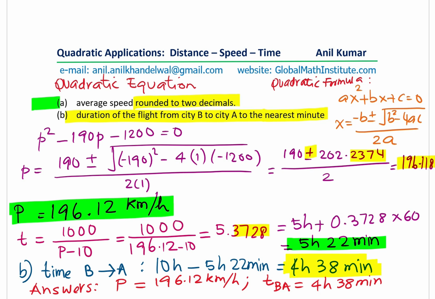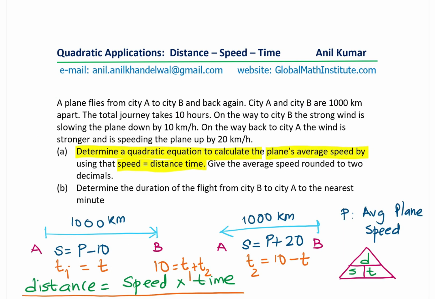So let's have a look at what we have done here. First we have to analyze the situation. We see that the flight is 1000 kilometers both ways. While going, speed is less by 10, while returning higher by 20. Total time being 10. We took t for going, so 10 minus t for coming back. The formula for distance is distance equals speed into time, which you could always remember using this particular triangle. Very important.